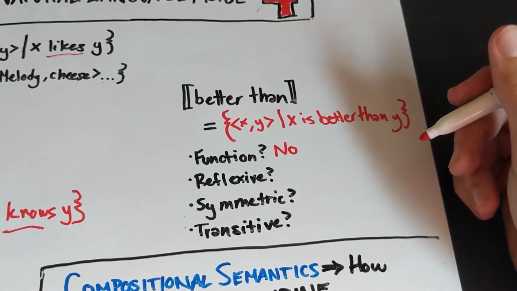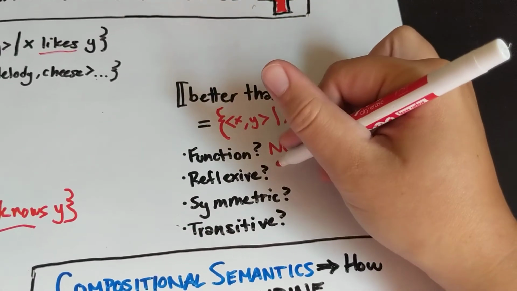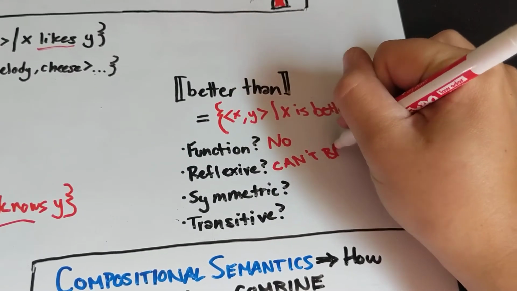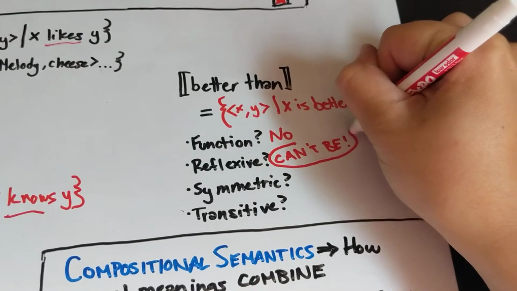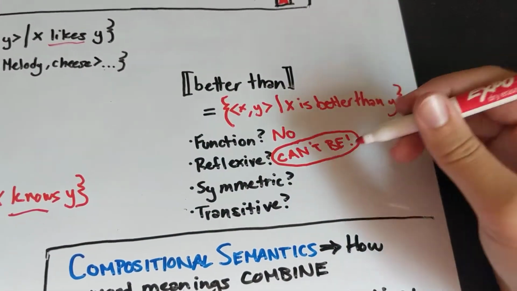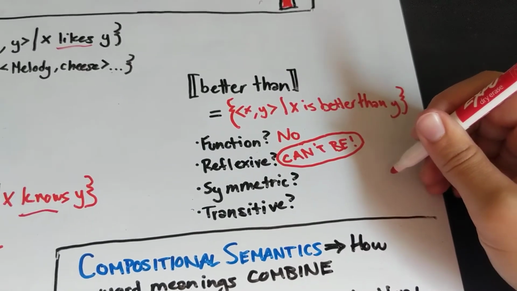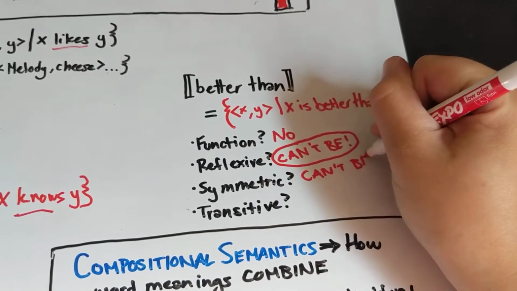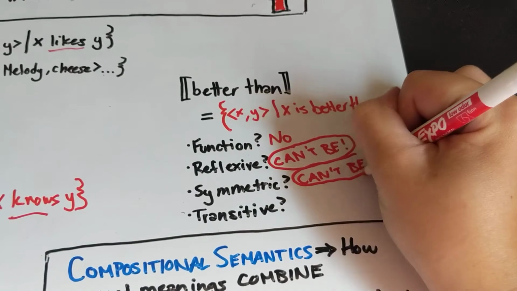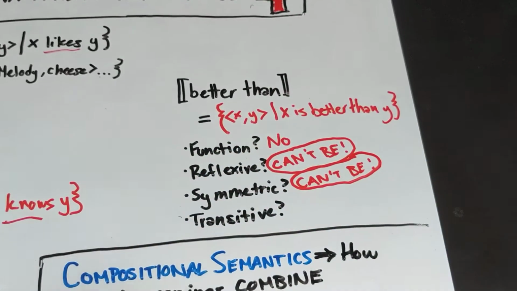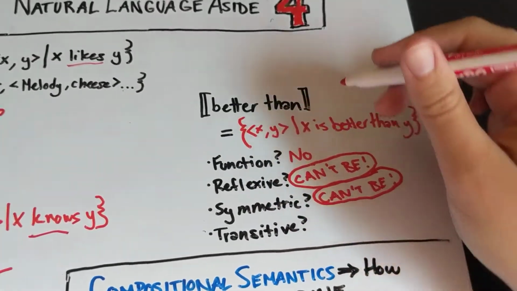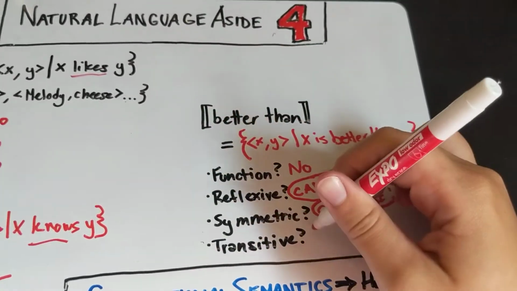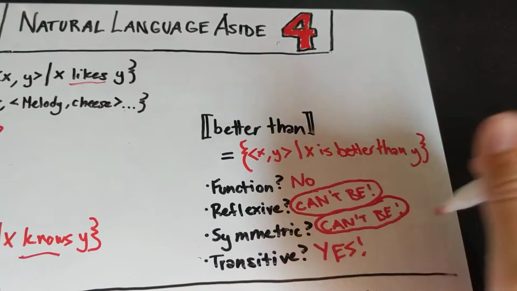Is it reflexive? Can you be better than yourself? Unless we're talking really philosophically, no, you can't be. Right? Is it symmetric? If Ravi is better than Melody, is Melody also better than Ravi? Can't be. Right? It can't be the case. This is a one-directional relation. It cannot be symmetric. Is it transitive? If Ravi is better than Melody and Melody is better than Beulah, is Ravi better than Beulah? Yes. This is definitely a transitive relation.